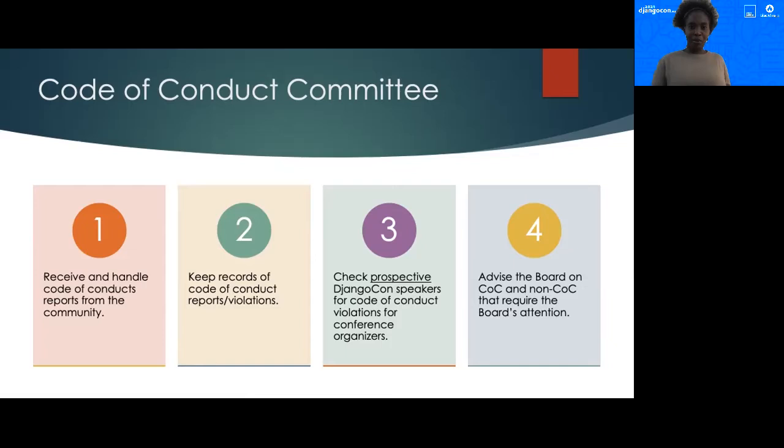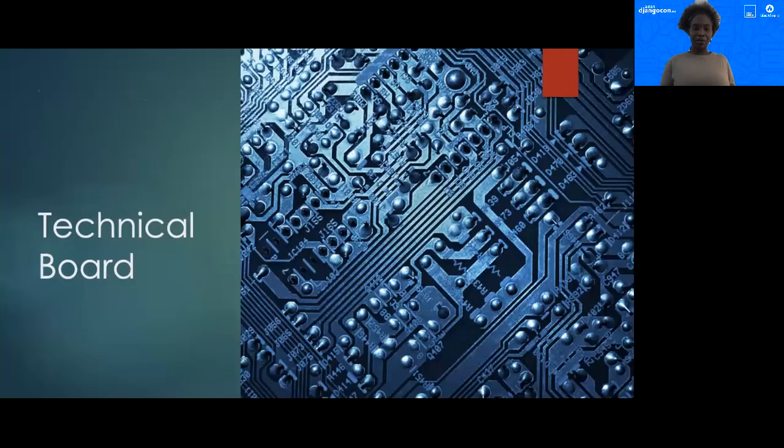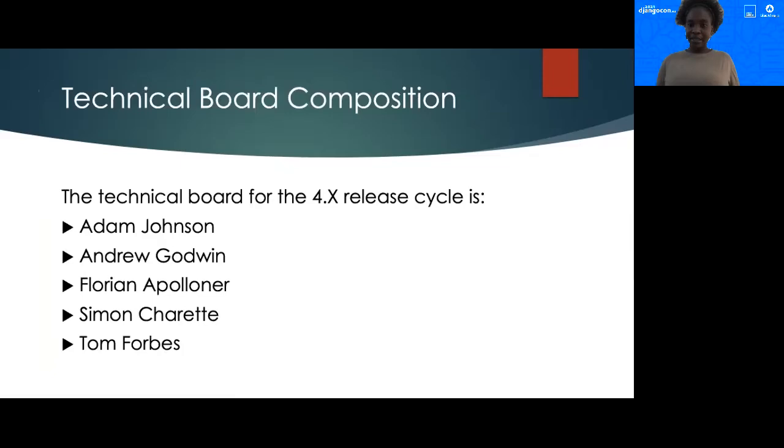The next important team within the DSF is the technical board. The technical board is an elected group of 5 committers. They are expected to be experienced, and there is no formal seniority required. A new board is elected after each feature release of Django. The election process is managed by the DSF board. All members of the technical board are volunteers.